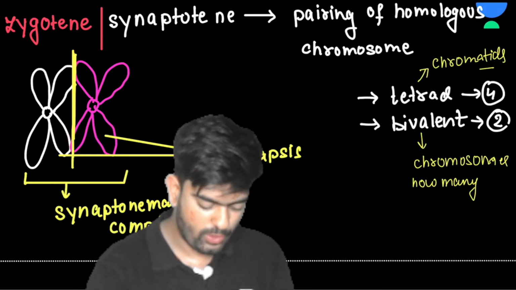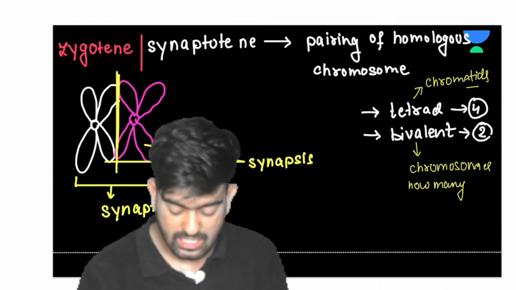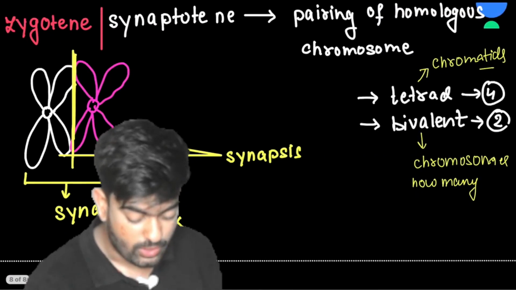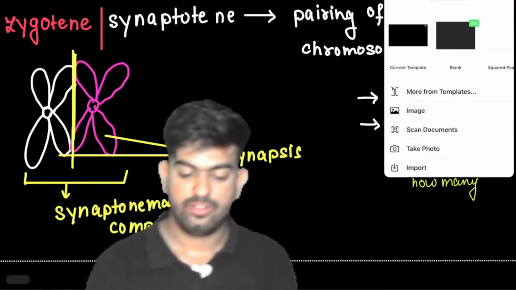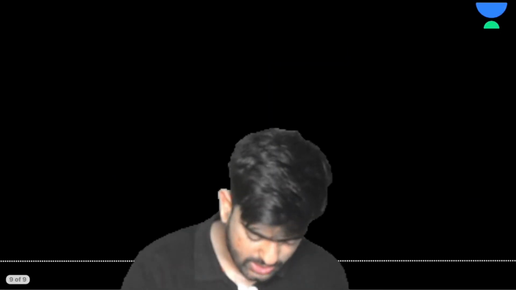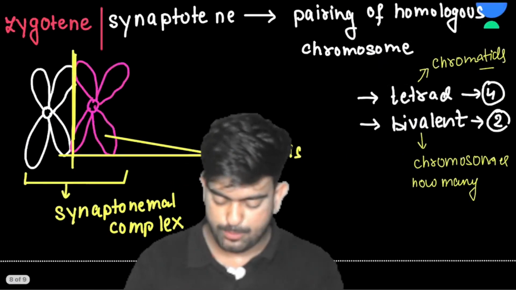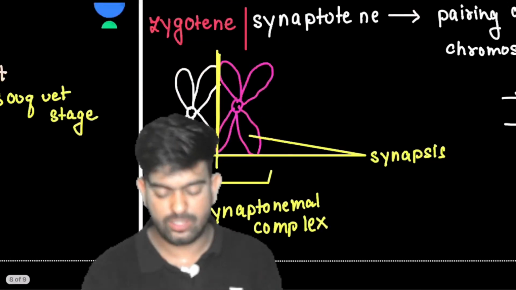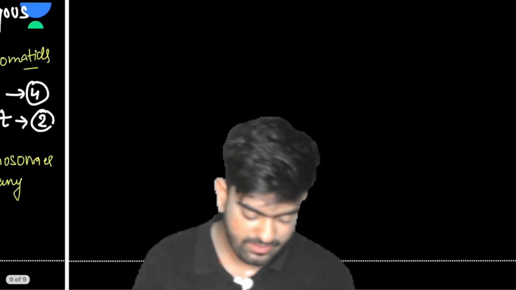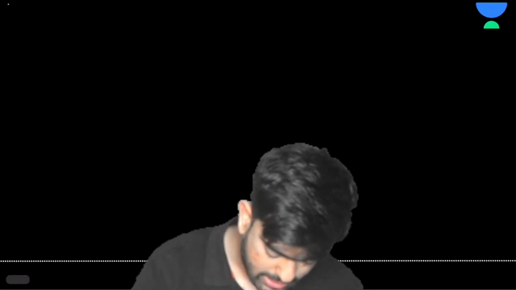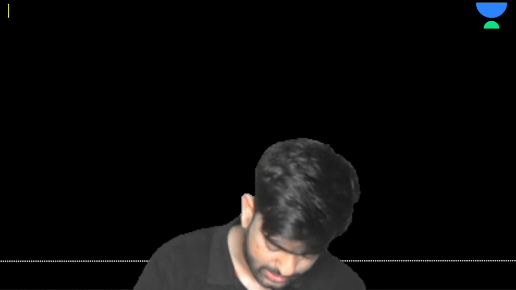Now let us move on to another stage, which is the pachytene. Clear? After, obviously, we had prophase 1. In prophase 1, we have discussed the leptotene, and we have discussed the zygotene. Now what comes? Now comes the pachytene. So let's write here pachytene.